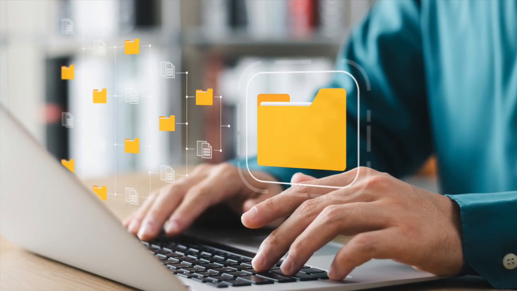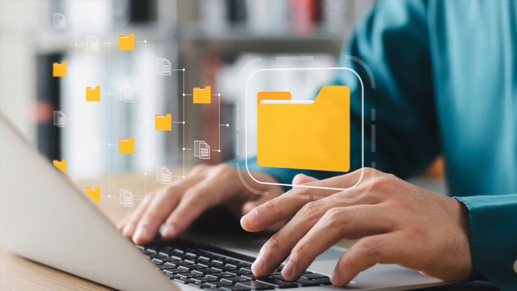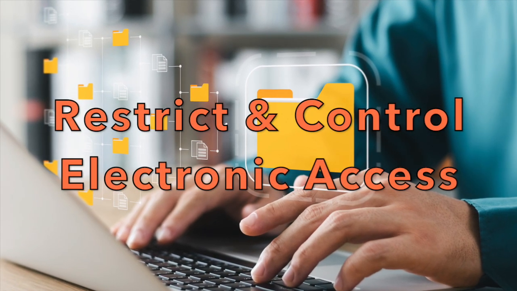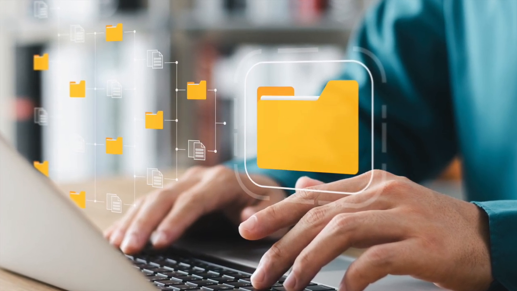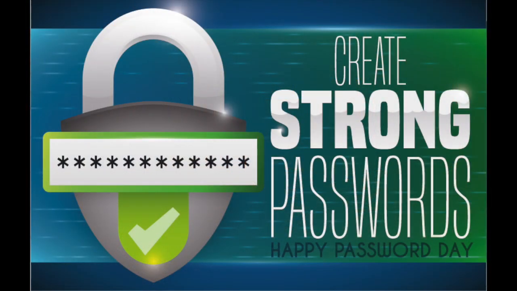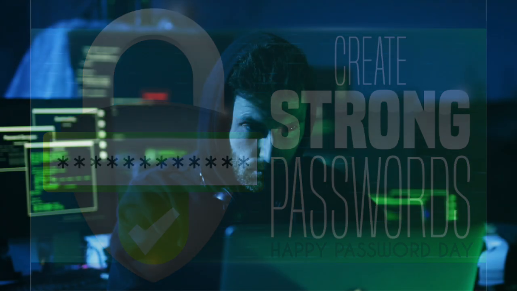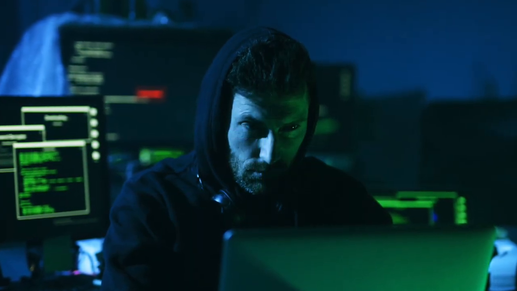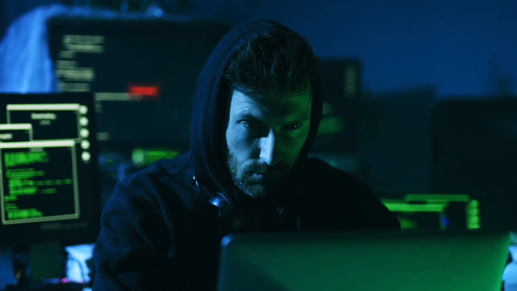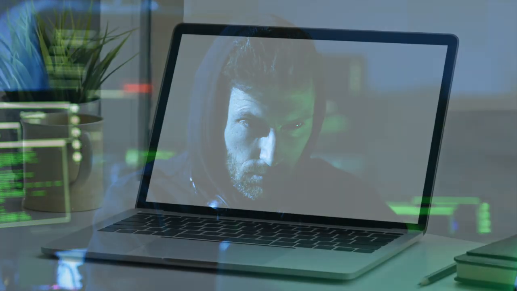When it comes to electronic records, businesses should restrict and control who is permitted to access accounting information and software. Use strong passwords with password-protected systems, two-factor verification, and keep logs of who has accessed the system and when. This helps keep out unauthorized users and also makes it easier to find the source of errors.